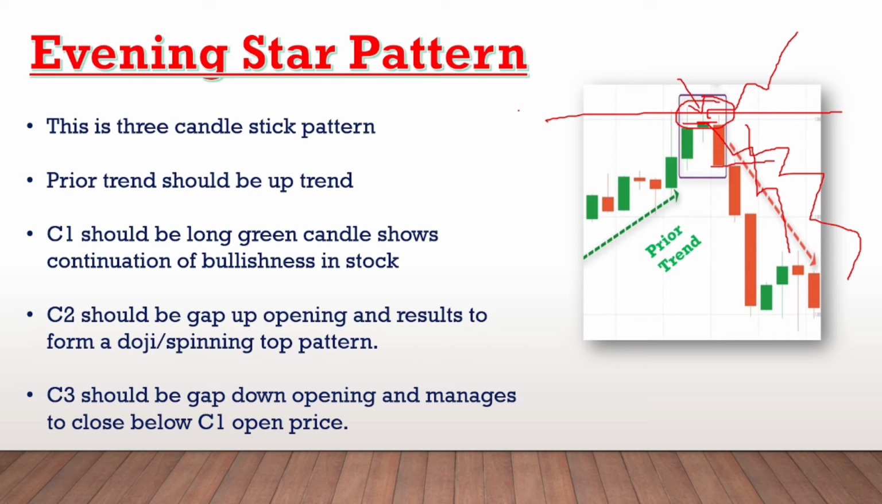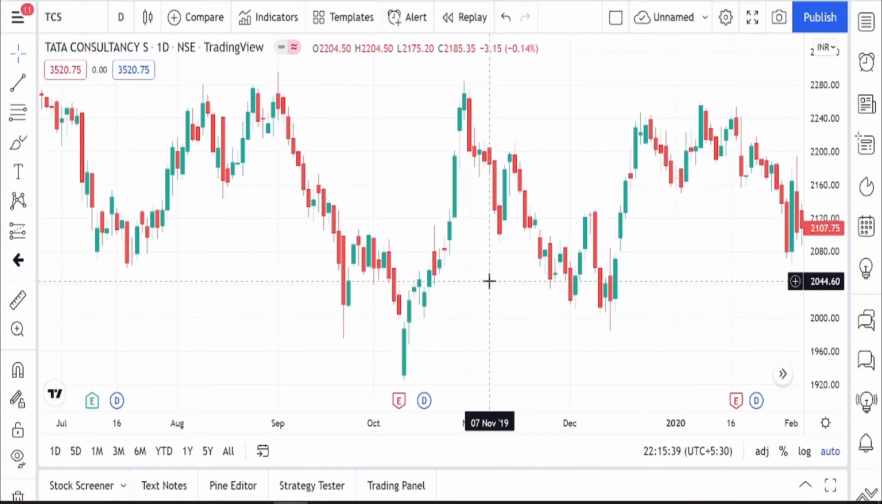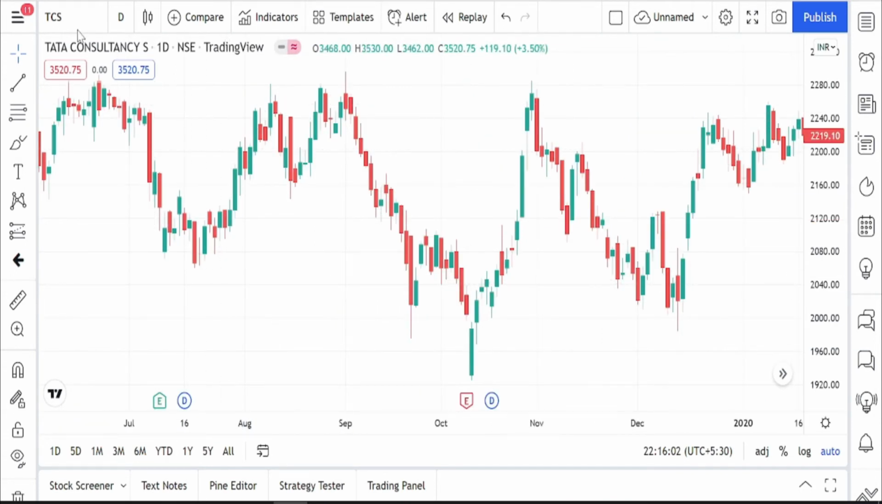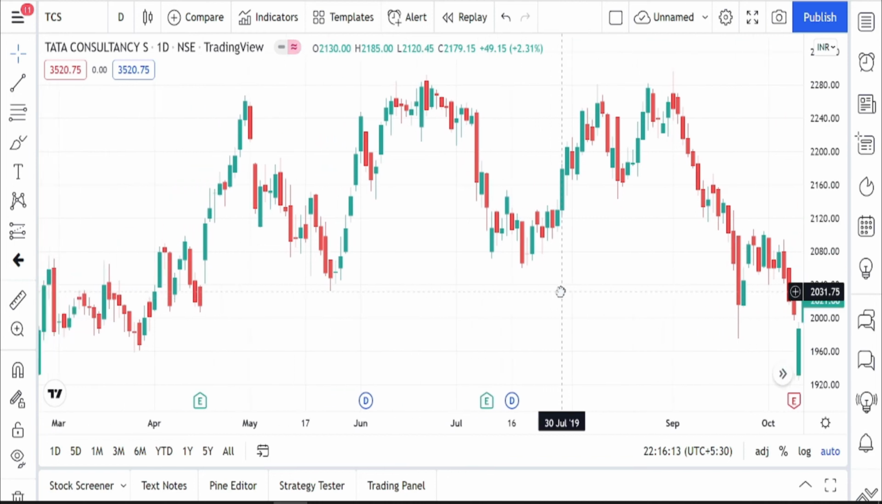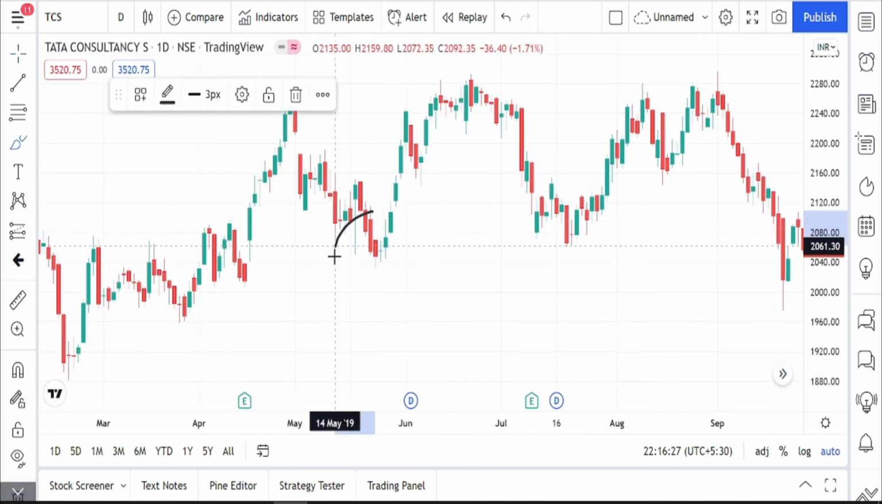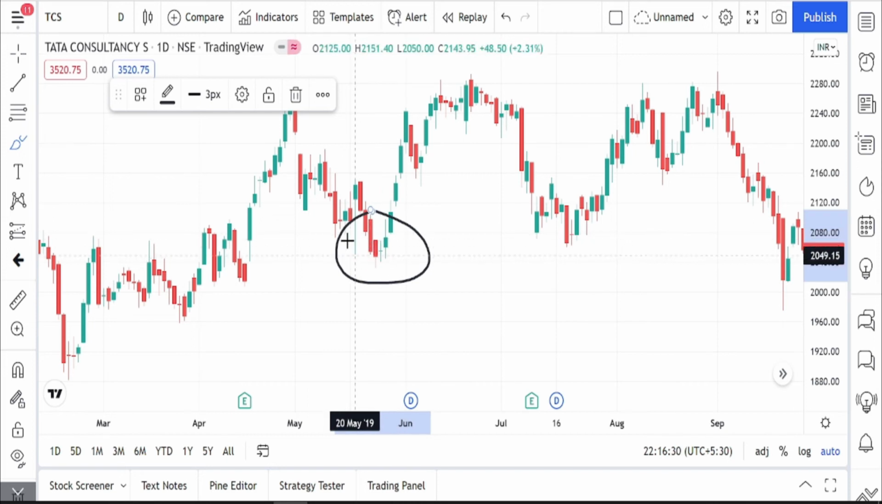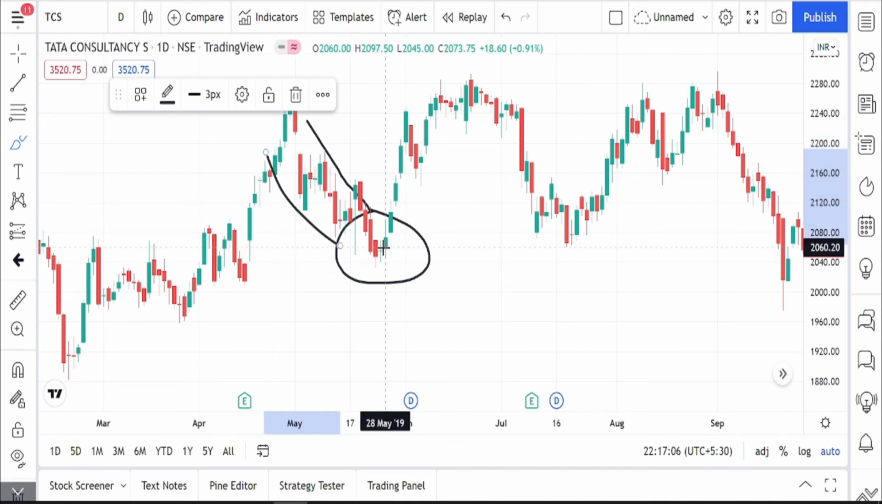All right, now let us try to understand the patterns we have discussed on the chart. Friends, I have taken a TCS chart here and applied a 1 day time frame. Now let us try to figure out the morning star or evening star patterns on this chart. If you see here, right at the bottom of this downtrend, what are the rules that we have discussed to form the morning star pattern? The previous trend should be a downtrend.